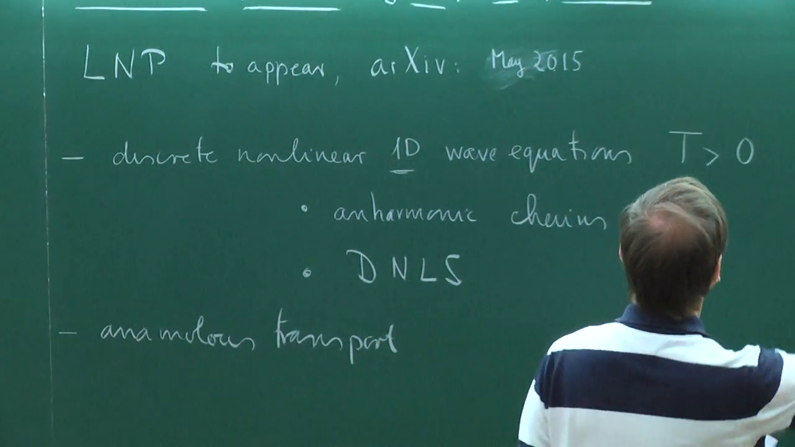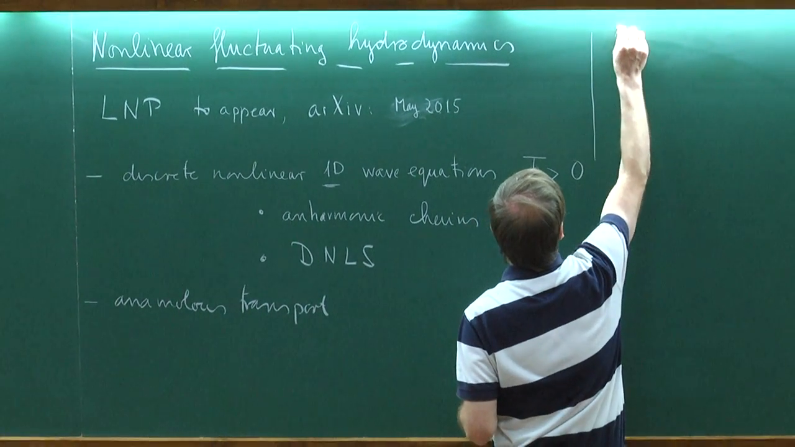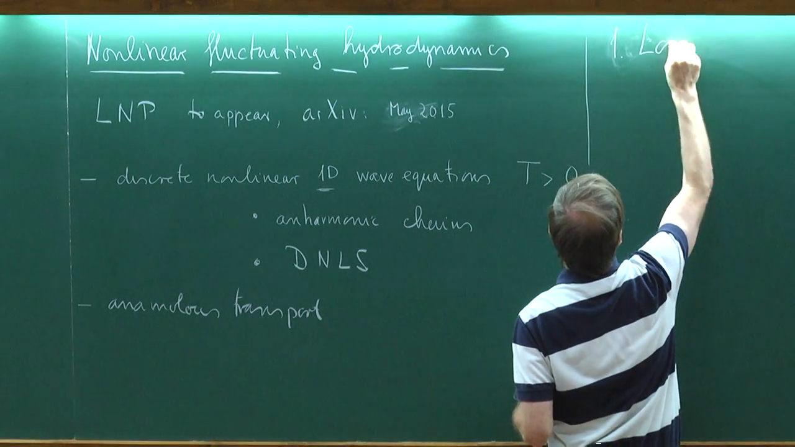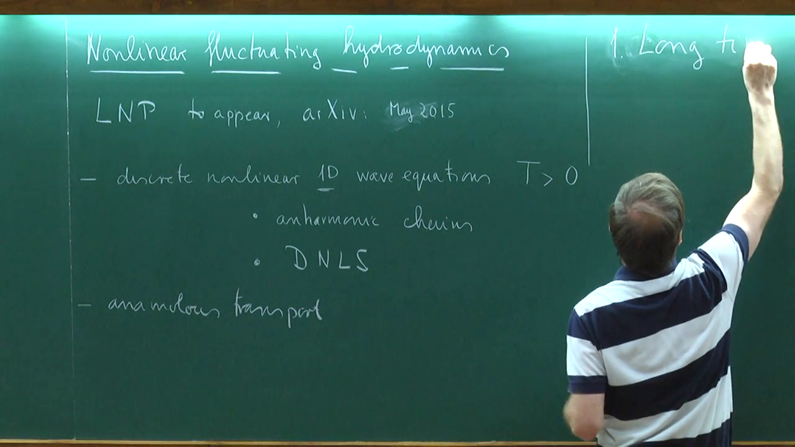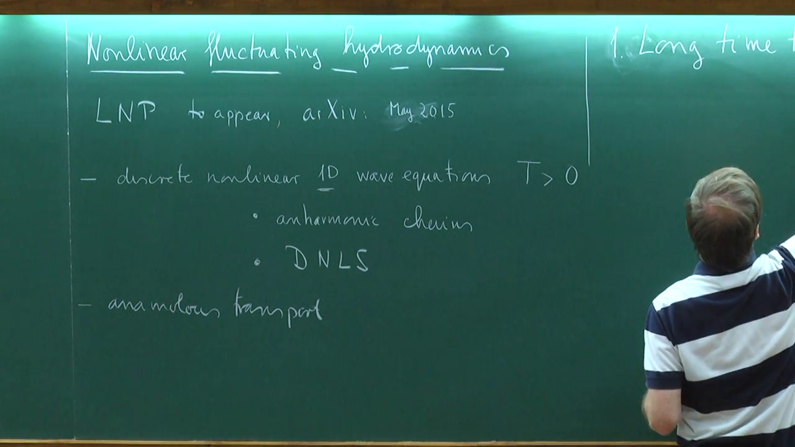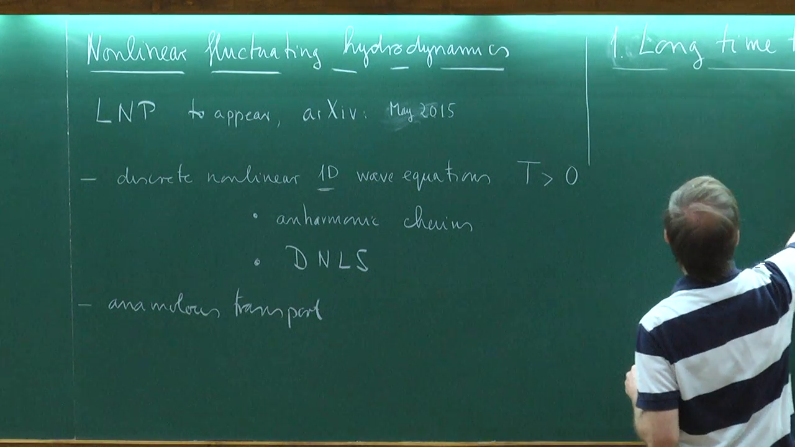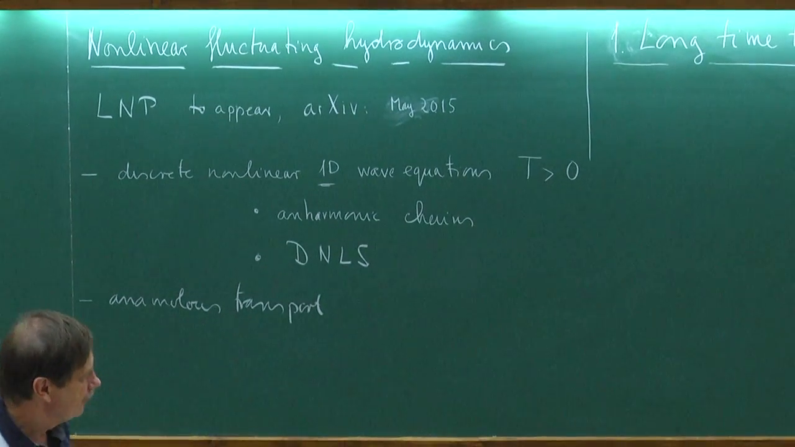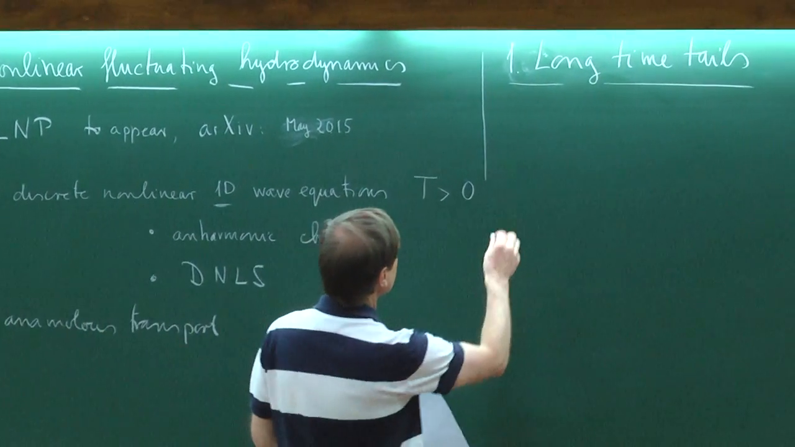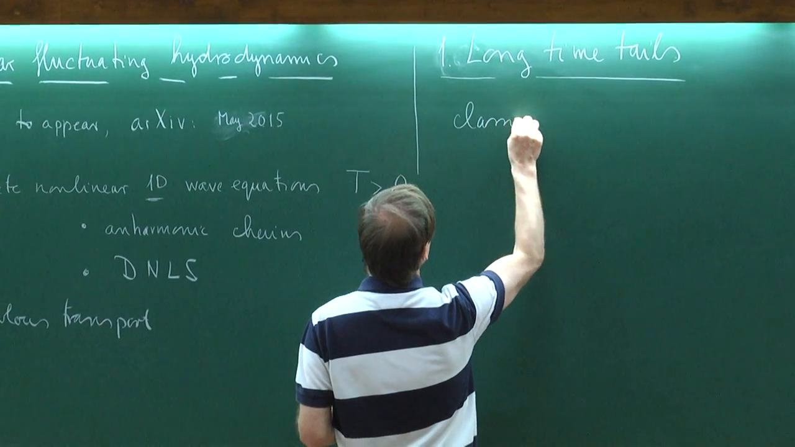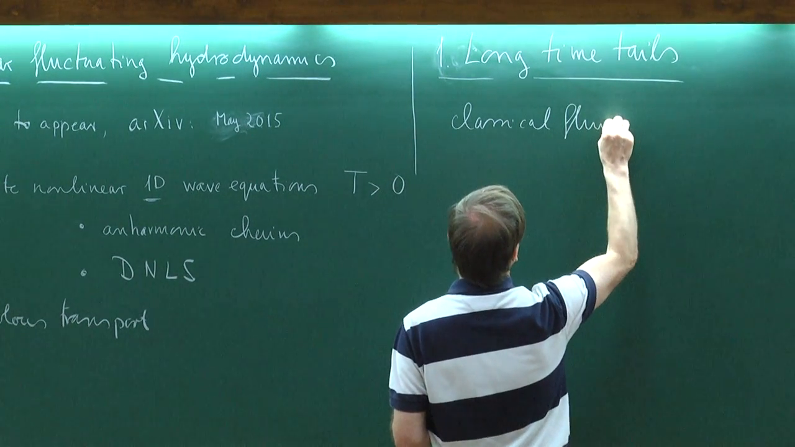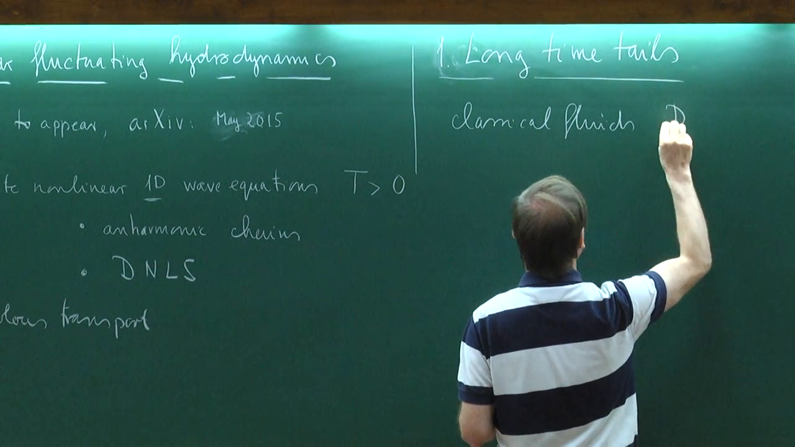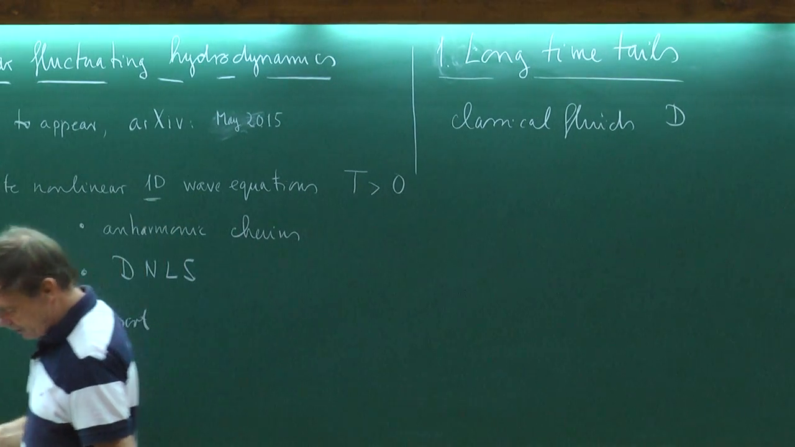Okay, so let me start with some sort of personal introduction. I should write this a little bit larger. So this is long time tails. Of course, history of statistical mechanics. This is concerned with classical fluids in thermal equilibrium, in dimension d, so a general dimension, maybe 3 dimensions, but arbitrary dimension at the moment.